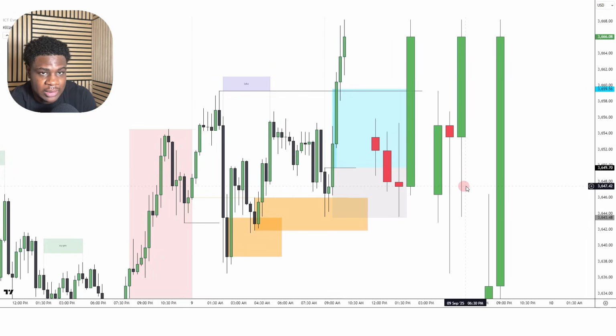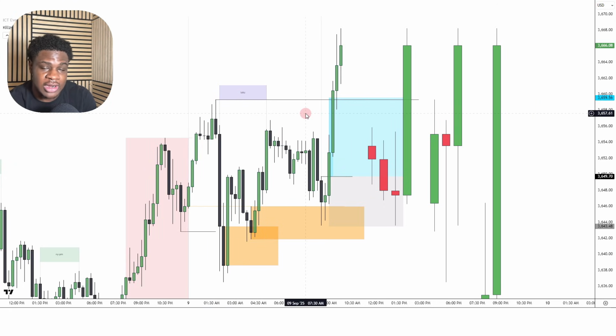Where do I anticipate price to go next? I'm anticipating price to go next into prominent areas of liquidity. A prominent area of liquidity would be this London session high right here, which you can clearly see price went all the way back up there.